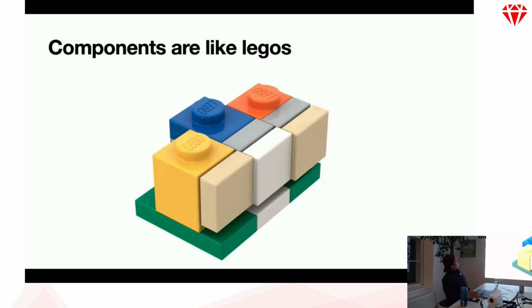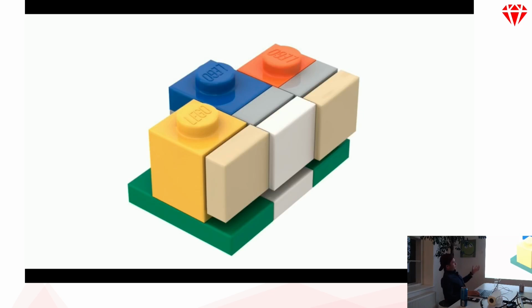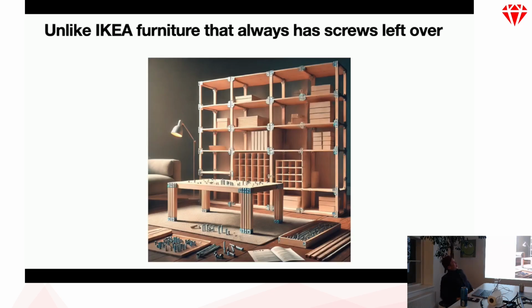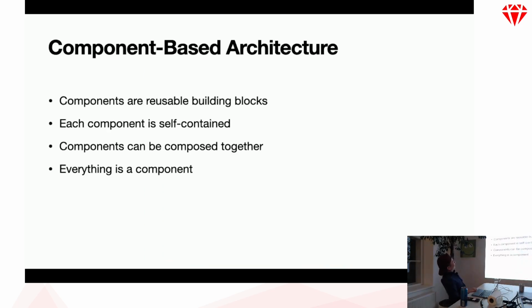And components are like Legos. They fit together really nicely. Unlike IKEA furniture, they always have screws left over at the end. It just doesn't work. So, a component-based architecture. Components are completely reusable building blocks. Each component is completely self-contained. Components can be composed together, and everything is a component with Phlex.